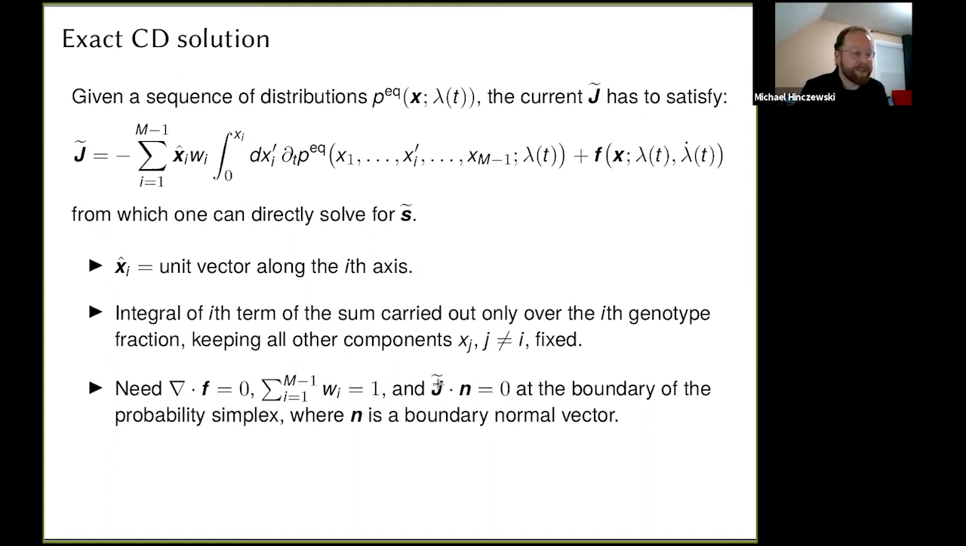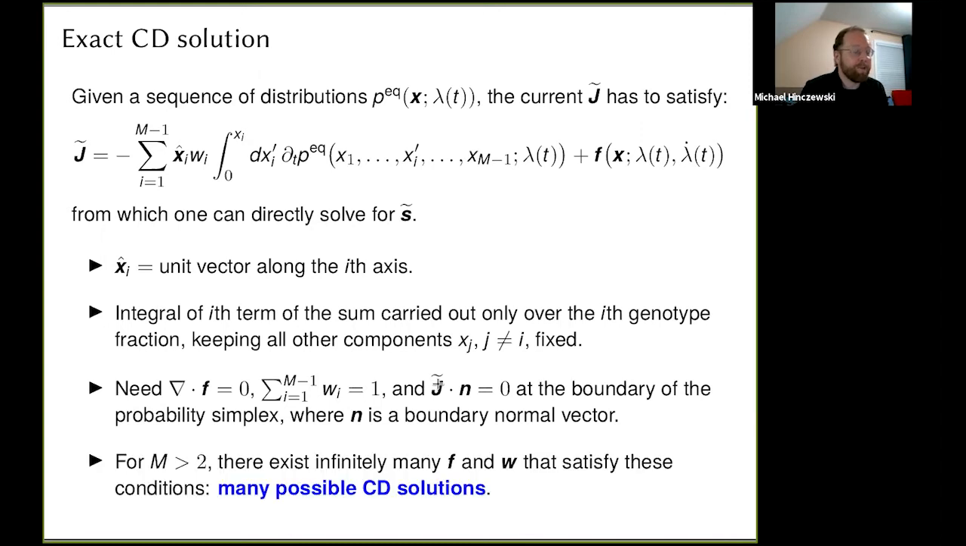Despite the complexity of this, it turns out that generically speaking, for m greater than 2, there are actually infinitely many functions f and vectors w that satisfy these conditions for a given series of distributions. So it turns out that there are actually generically infinitely many possible CD solutions. And then the only question that remains is, okay, mathematically this is fine, this is wonderful, but out of this infinite family, can you find ones that you can actually implement in real life? And this is, of course, the major challenge in general for these counterdiabatic methods, even for the quantum ones: can you practically do that?